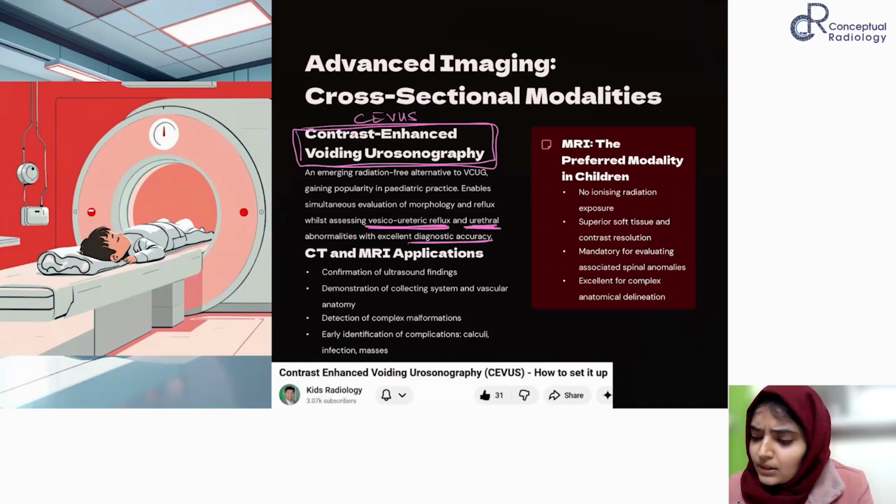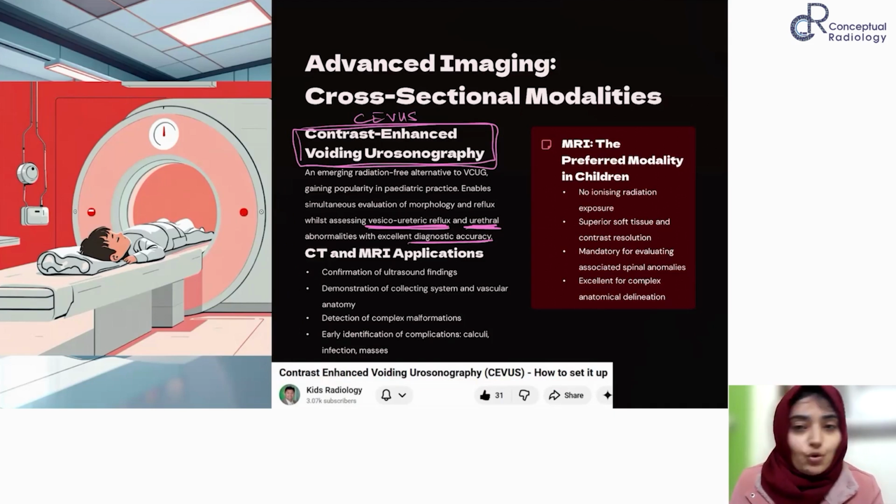Now, there are a lot of videos on YouTube if you want a further detailed assessment, if you want to know in more detail about this particular study. And this is one video in particular which can tell you about the technique and all the materials, all the catheters, all the different saline, what kind of contrast media you will be needing for a CEVUS. Okay.